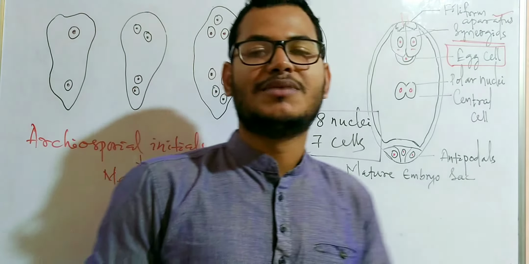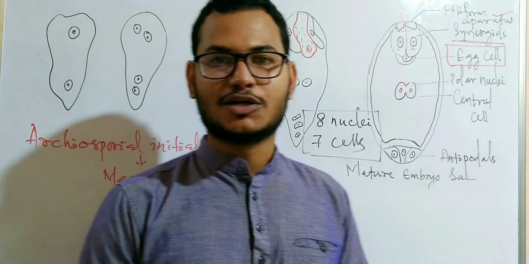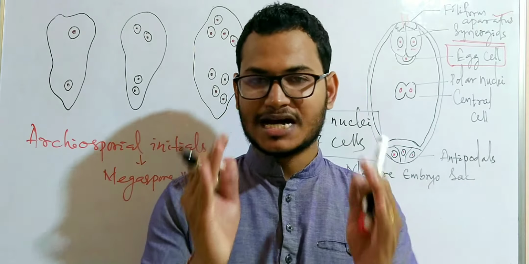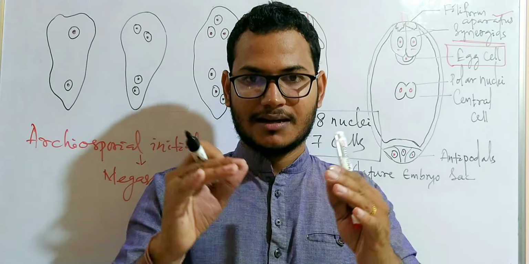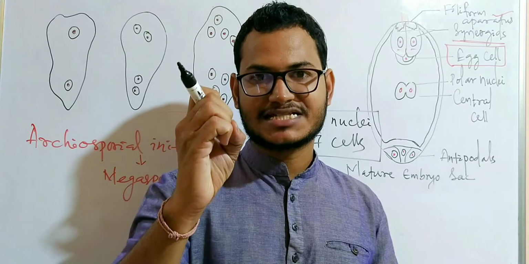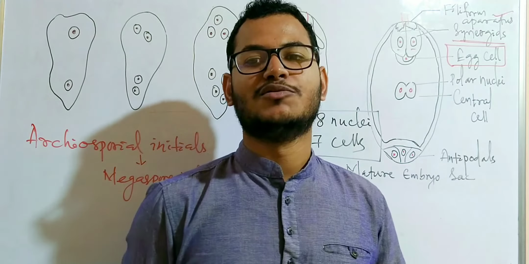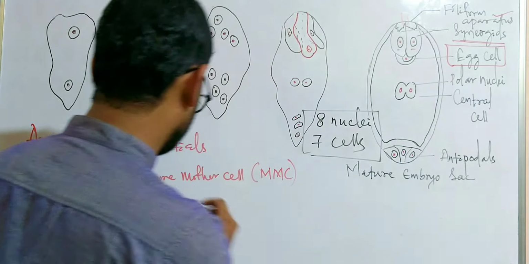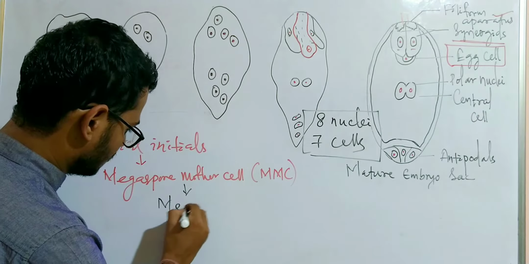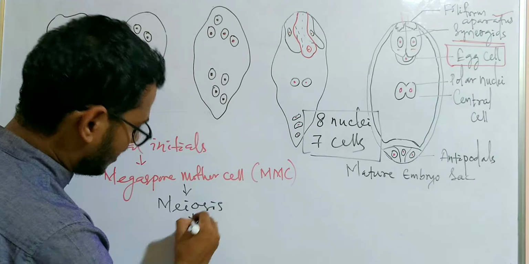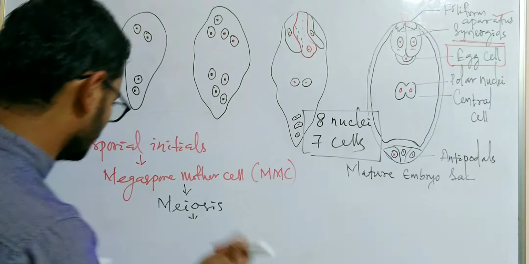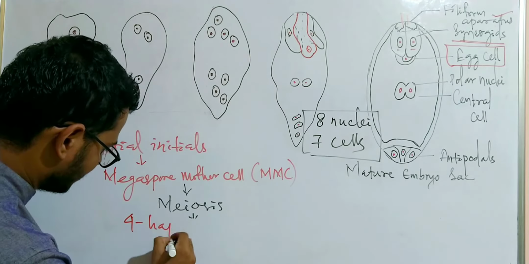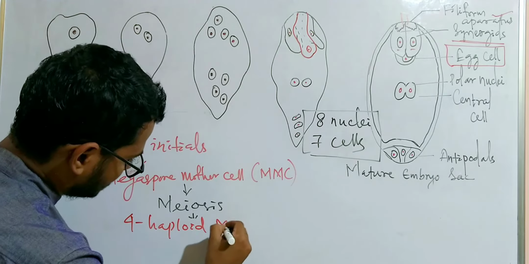The megaspore mother cell is formed and it undergoes division now. So the megaspore mother cell, remember, is a cell having a large structure, dense cytoplasm and prominent nucleus. Now it undergoes meiotic division. It undergoes meiosis. And as a result of meiosis, 4 haploid megaspores are produced.